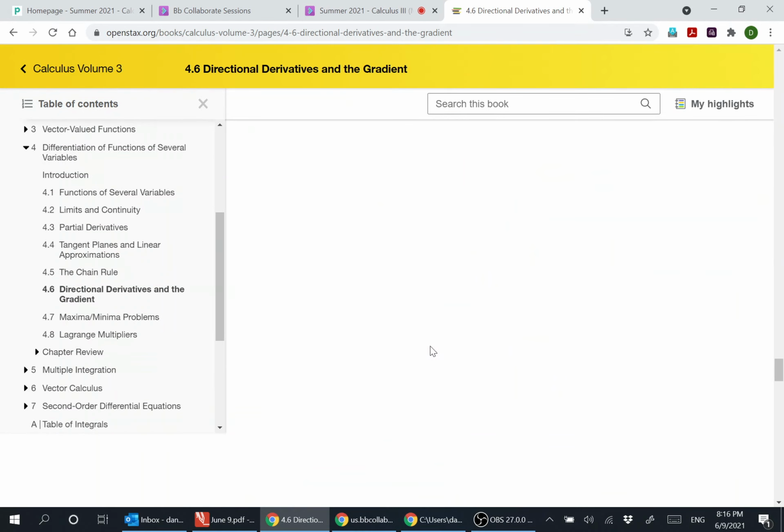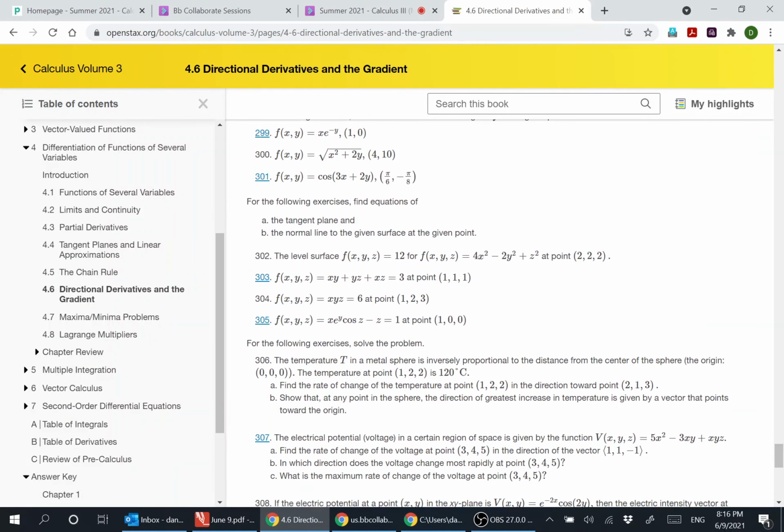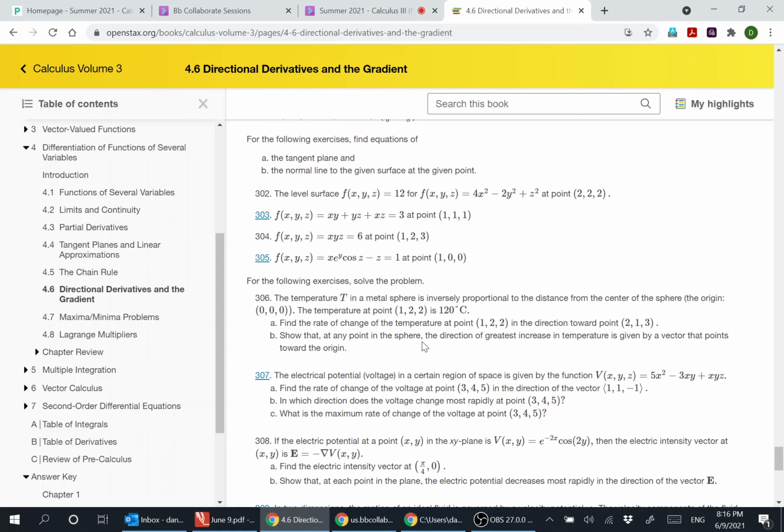302, and then there's 306. The temperature T in a metal sphere is inversely proportional to the distance from the center of the sphere, the origin. The temperature at point (1, 2, 2) is 120 degrees Celsius. Find the rate of change of temperature at point (1, 2, 2) in the direction toward point (2, 1, 3). Show that at any point in the sphere, the direction of greatest increase is given by the vector that points towards the origin. 306.